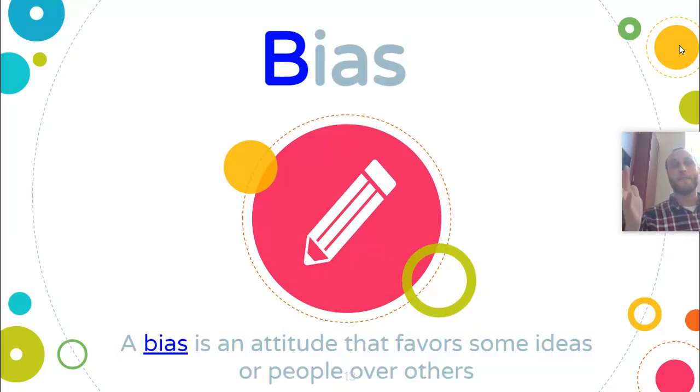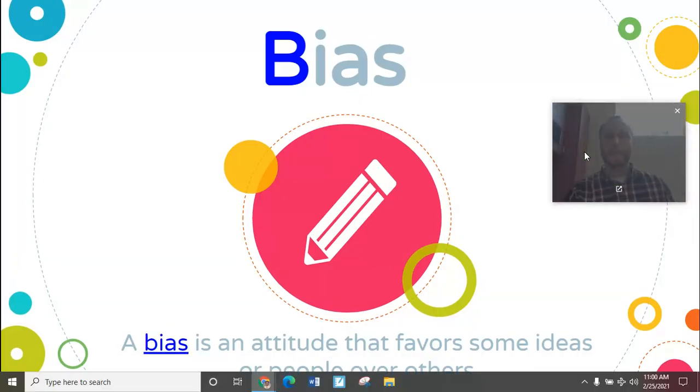Bias kind of works with perspective. A bias is an attitude that favors some ideas or people over others. With elections and things like that, a lot of times people say that certain articles or certain people are biased, which means that they are always going to favor a certain perspective. So you want to look for bias.